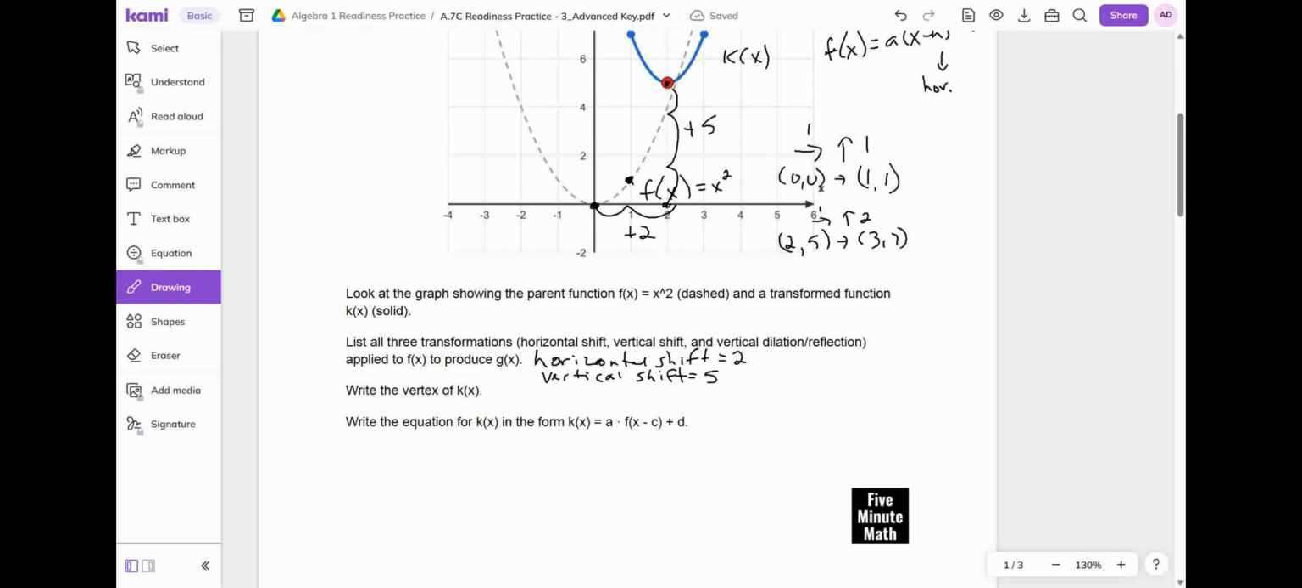And so the vertex, that's pretty easy. We can get that just from the graph. 3, 5. No, excuse me. Let's make that 2, 5.